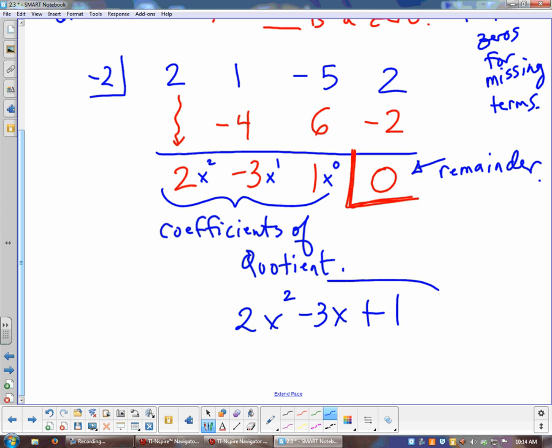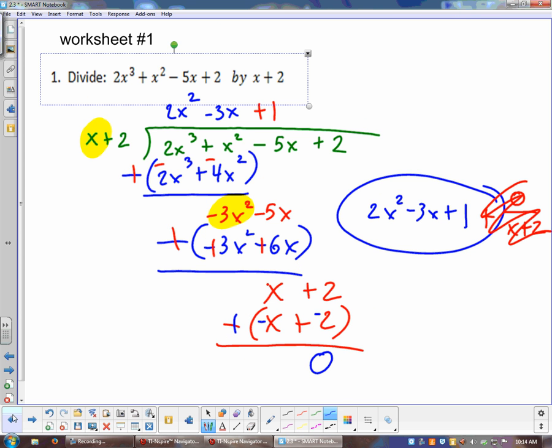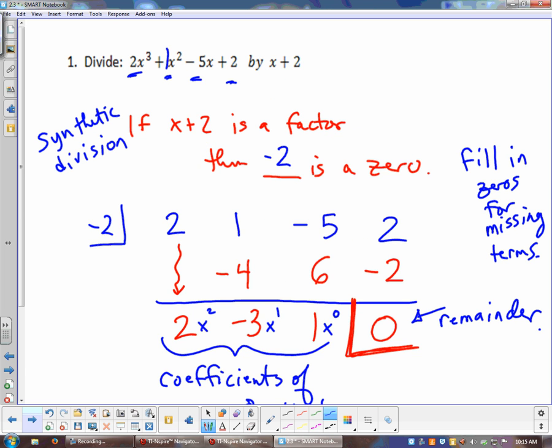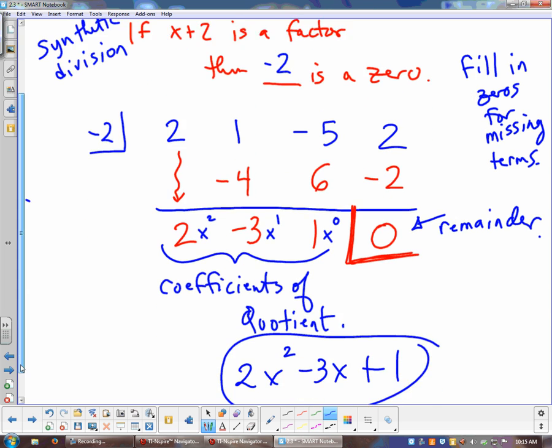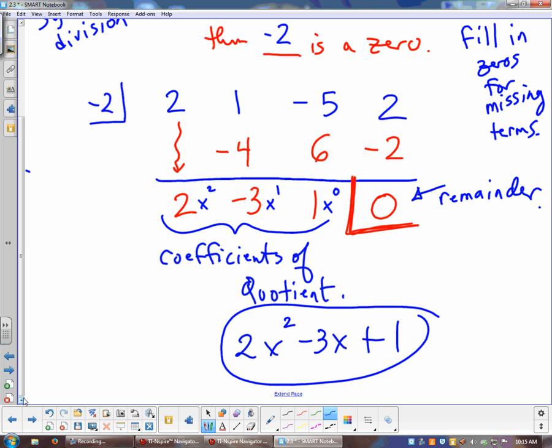Does this match the answer that we got here? Yes, it's the same answer, right? Okay, questions? All right, we're going to do another one for practice. How do you know if x plus 2 is a factor?